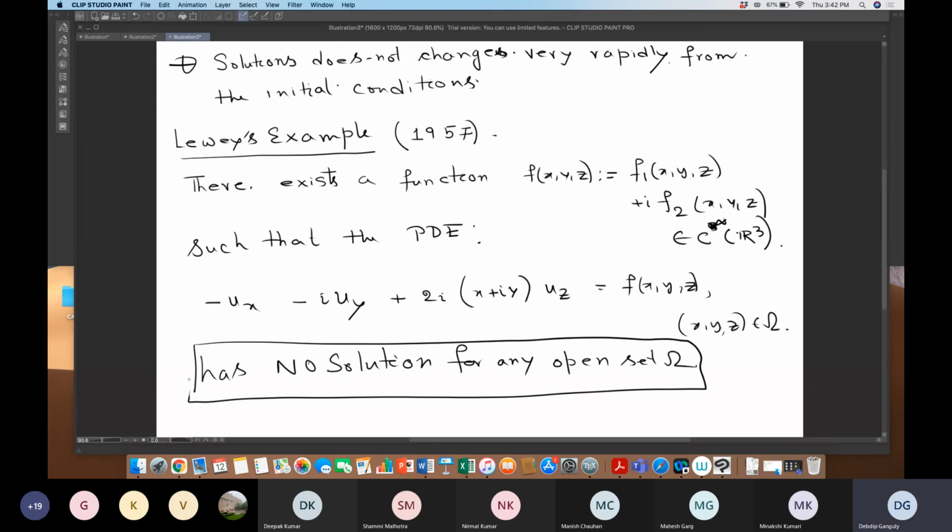So there is an example, we can cook up an example from the Lewy example. One can see that there exists a function f such that this PDE has no solution in any open set omega. You understand why, meaning xyz in omega. So there is no solution for any open set omega. So this PDE is not well posed. Of course, the proof we don't have to see. We will see later if possible. This is not well posed.